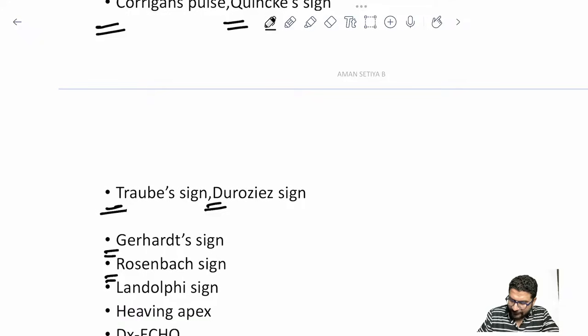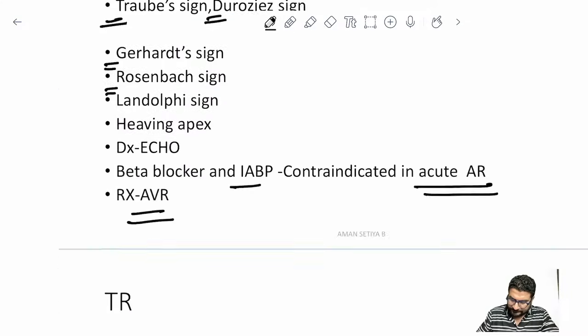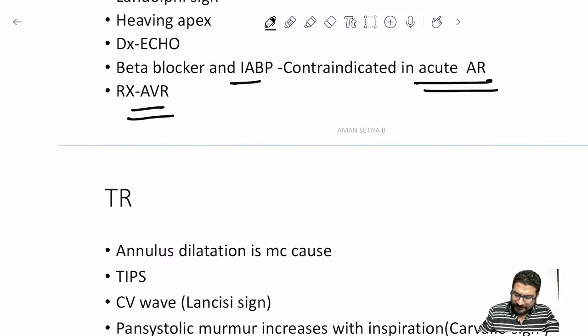Gerhardt sign, Rosenbach sign. So these are the named signs which you have to remember. And remember intra-aortic balloon pulsation and beta blockers are contraindicated in acute AR. Treatment will be aortic valve repair. Tricuspid regurgitation, remember most common cause will be annulus dilatation. And you will find here CV waveform.